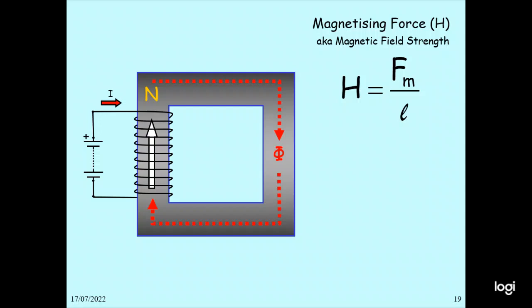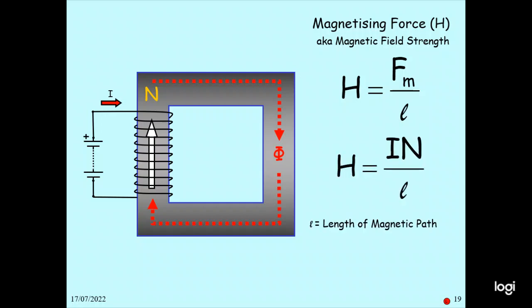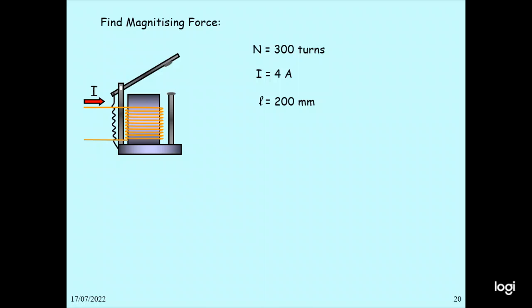Magnetizing force H can be calculated. This is the magnetic field strength, H equals I N by L, where L is the length of the magnetic path. Find the magnetizing force with N equal to 300 turns, I equal to 4 ampere, L equal to 200 millimeter. So H equals I N by L. We can calculate 300 into 4 divided by 200 into 10 power minus 3. You get 6,000 ampere turns per meter.